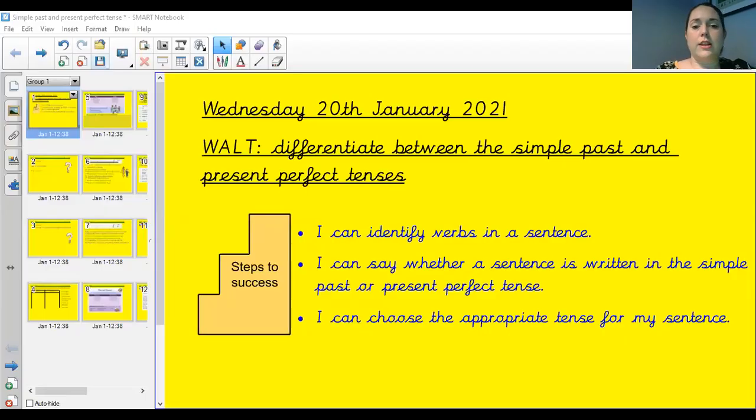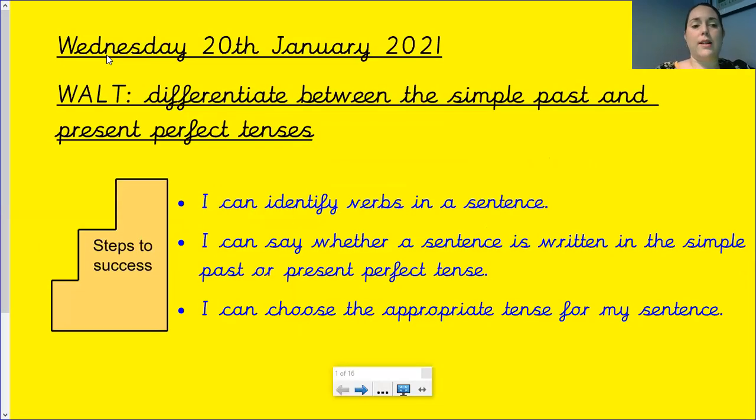Today, we are learning to differentiate between the simple past and present perfect tenses. The first thing you need to do, as always, please, is to pause the video and write the date and the WALT and underline it.